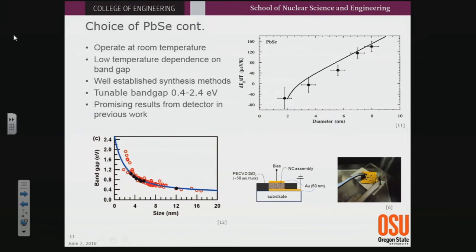So it's well studied. It operates at room temperature. There's a low temperature dependence on the band gap, as shown in this figure that I have here. We'll establish synthesis methods in relation to other nanocrystals. We have the tunable band gap I was talking about, so we do size selection. If we want 0.7, we could do that. And there are promising results from detectors in previous work.